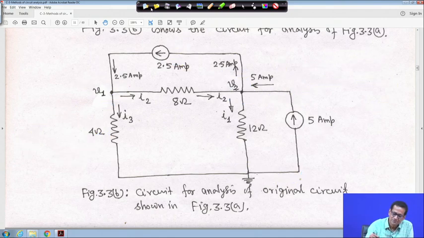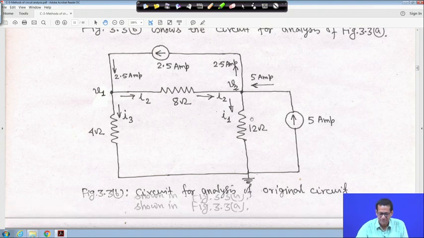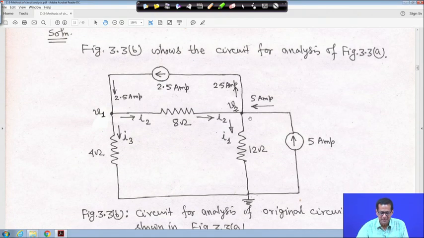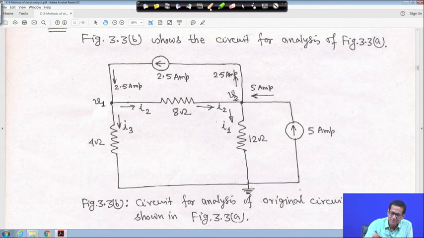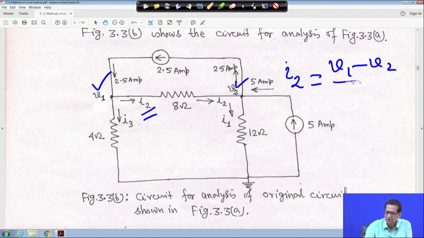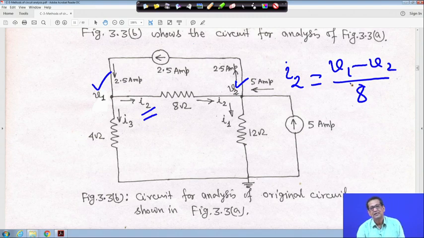So, let me clean it. At node 1, I wrote that 2.5 is equal to I2 plus I3, and we have to write the I2 and I3 equations. Let me mark it. I2, I3 and I1 also we have to write. This I2, if you write I2, this voltage is V1, this voltage is V2. So, it is V1 minus V2 divided by 8, this is I2, right. This current is flowing from 1 to 2, so V1 minus V2.